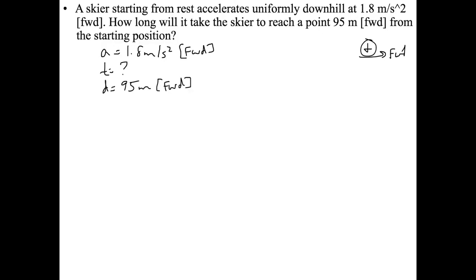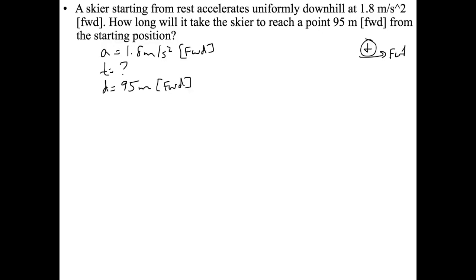A skier starting from rest accelerates uniformly downhill at 1.8 meters per second squared. So we'll say A is 1.8 meters per second squared. And since we're going downhill, we'll call that forward. Okay, we'll assign forward as being positive. How long does it take? So T is the question. The skier reaches a point 95 meters forward. So D is 95 meters forward from the starting position.